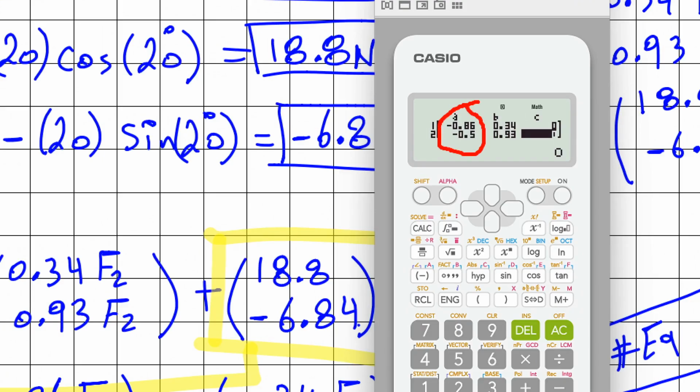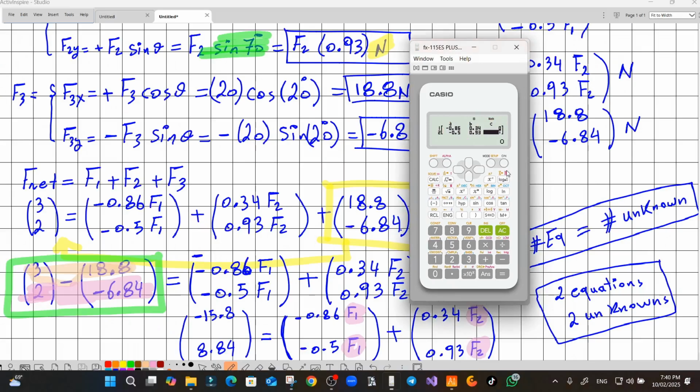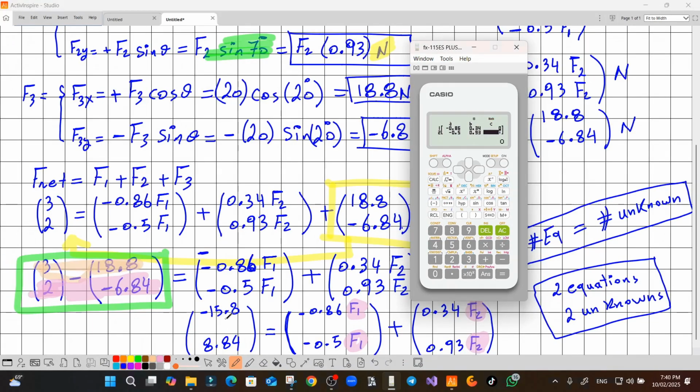We have all the entries for the first unknown and all the entries for the second unknown. We need to add now the constants. The constant can be found here after the equal. Minus 15.8 equal. Again, I made the same mistake. So it should be up. So minus 15.8. Now go down, and we should add the last entry, 8.84.